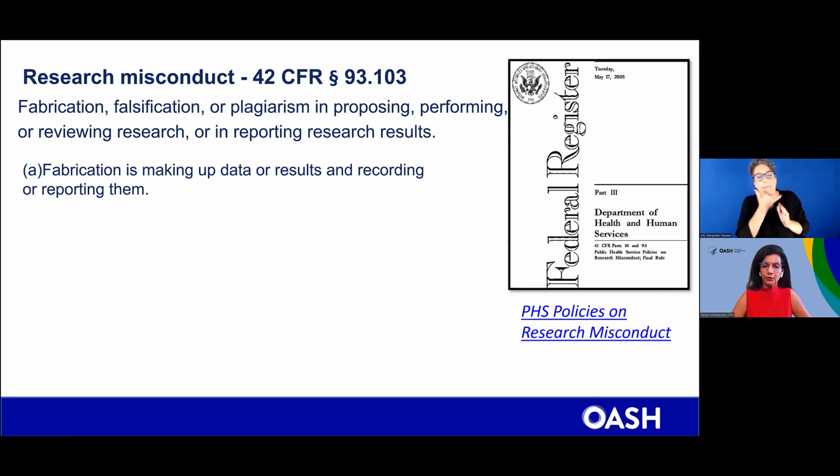According to our regulations, the PHS policies on research misconduct, as shown on the right side of the screen, research misconduct is defined as fabrication, falsification, or plagiarism in proposing, performing, or reviewing research, or in reporting research results. So what is fabrication? It is making up data or results and recording or reporting them. Any research record is included, whether it's reported or not.